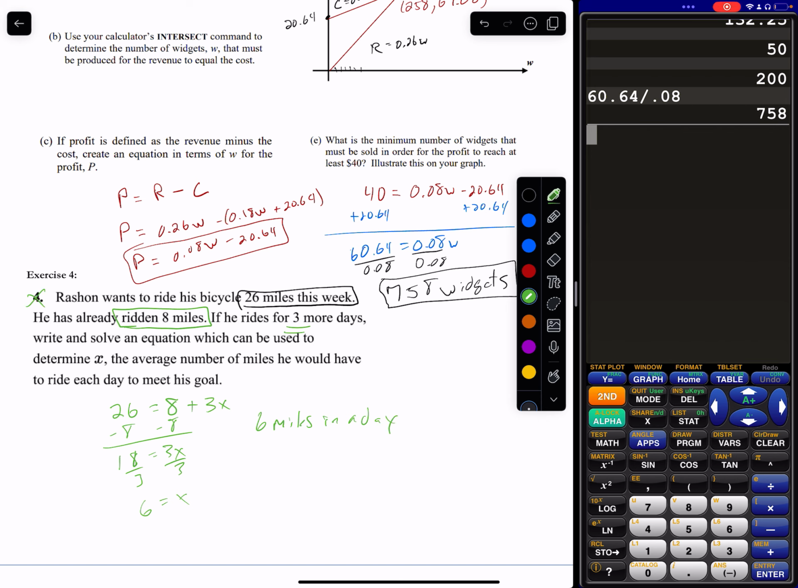Okay, so this is a very straightforward linear equation, a linear relationship, and it's all sort of related.